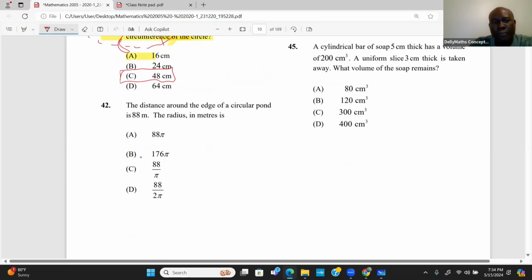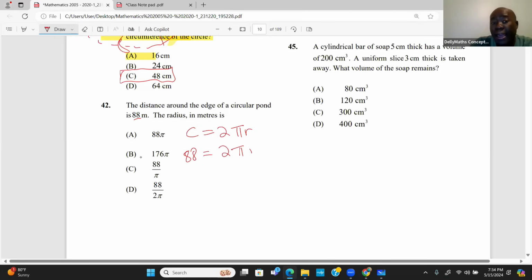All right. The distance around the edge of a circular pond is 88. The radius in meters is what? Remember, the distance around a pond is the circumference. So they're saying that your circumference is 2 pi r. That's the formula. It's up there too. Circumference was given as 88. 88 is equal to 2 pi r.